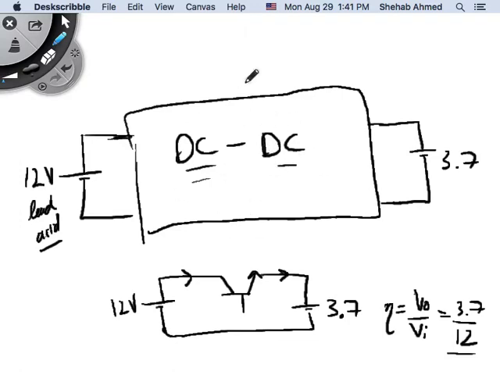We will design converters like this in the class, and we will see that we can do this with efficiencies way above 90%. So this is something we will be looking at.